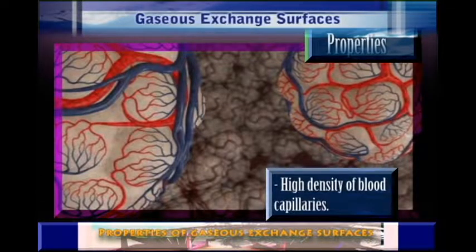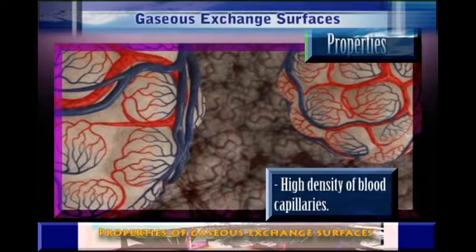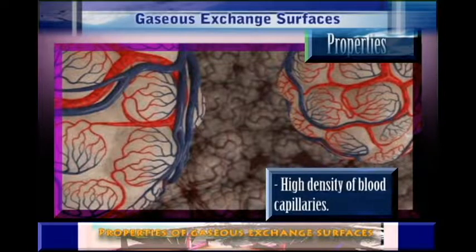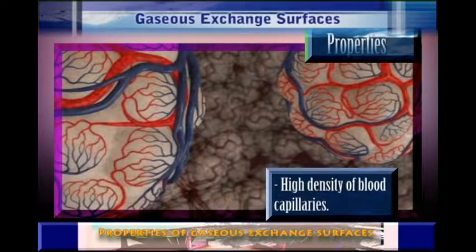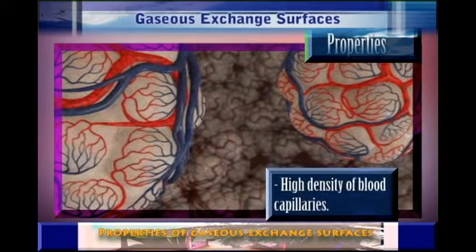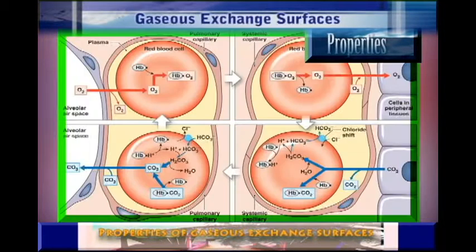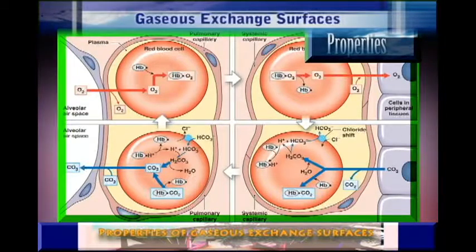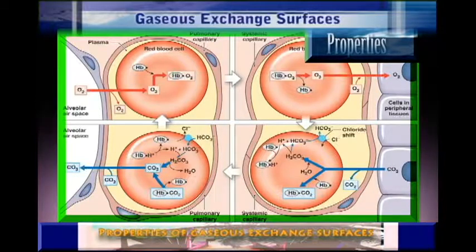There is a high density of blood capillaries in the alveoli. They are supplied with a high density of blood capillaries. This facilitates the faster diffusion of gases into the blood and out of the blood, and a faster movement of the blood to the tissues.